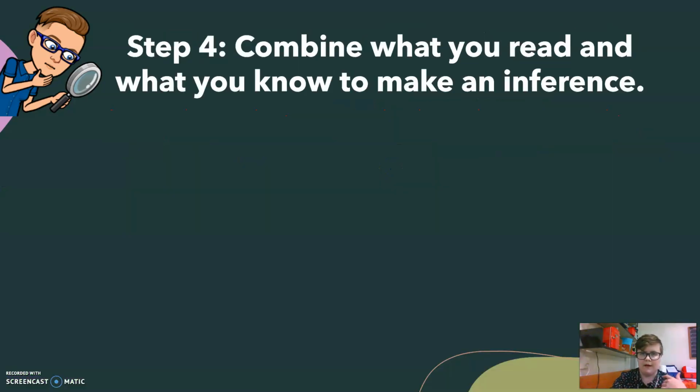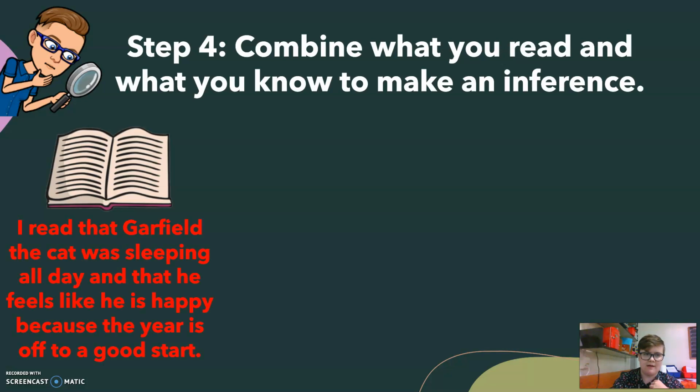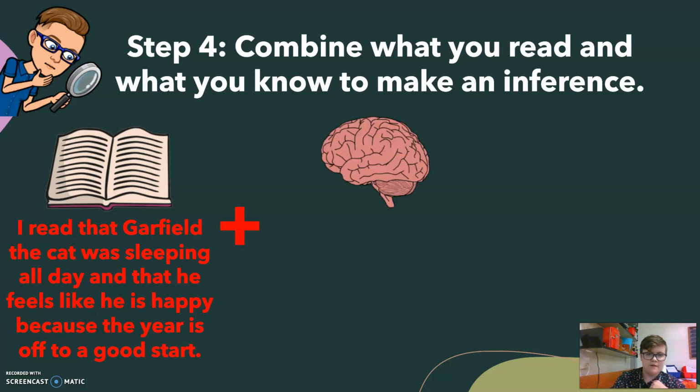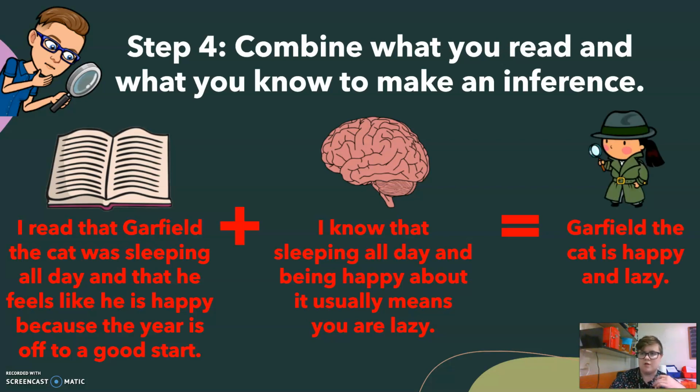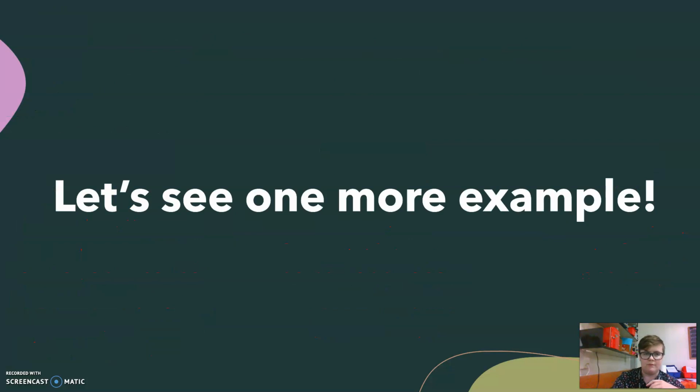Now we combine what we read and what we know to make an inference. I read that Garfield the cat was sleeping all day, and that he feels like he's happy because the year is off to a good start. I know that sleeping all day and being happy about it usually means you're lazy. So the inference I'm going to make is Garfield the cat is happy and lazy. Those are the two character traits I'm going to use to describe him. Let's see one more example.